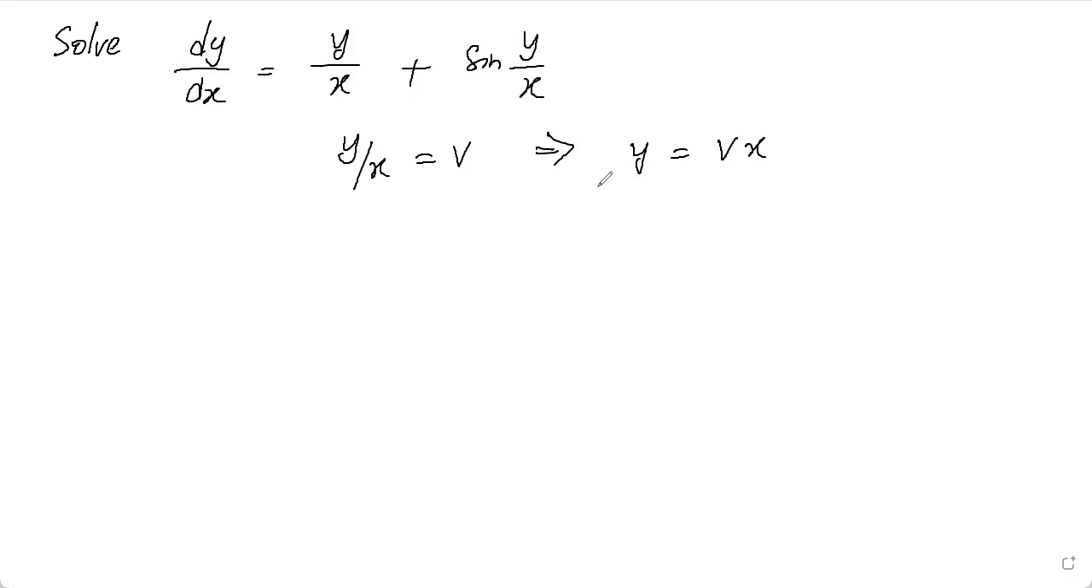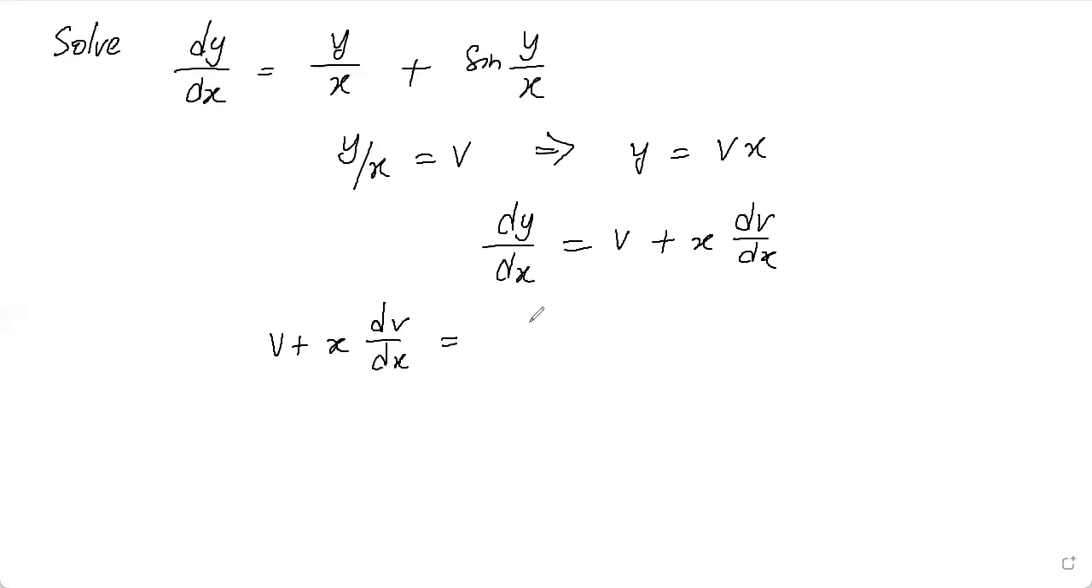Now differentiating with respect to x, we get dy by dx on the left hand side, and on the right hand side we have v plus x dv by dx. So let us substitute it in the given problem: dy by dx as v plus x into dv by dx, which is equal to v plus sin v.